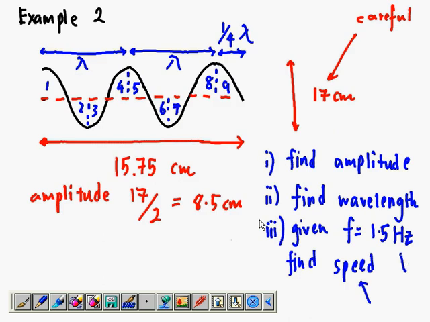So now they want to find the speed given frequency. So V equals F lambda. F is 1.5 and lambda is 7 cm. So we can get the answer in cm per second. So it's 10.5 cm per second.